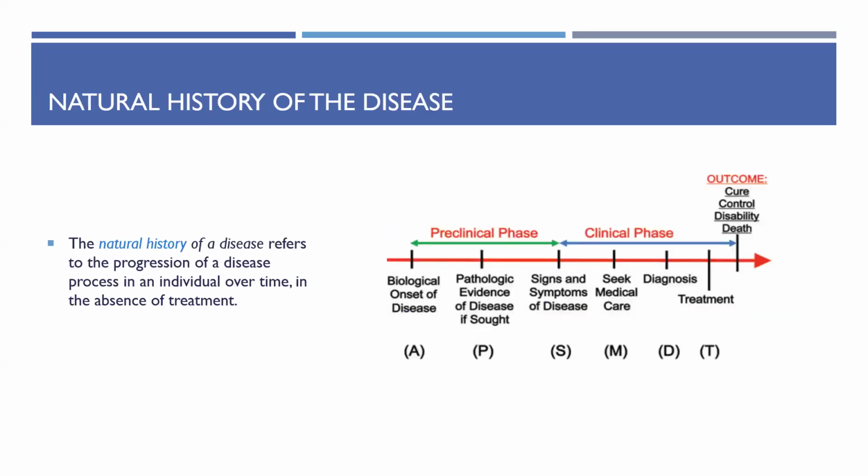So, natural history of disease. The natural history of disease refers to the progression of a disease process in an individual over time in the absence of treatment. So it has two phases, a preclinical phase and the clinical phase.